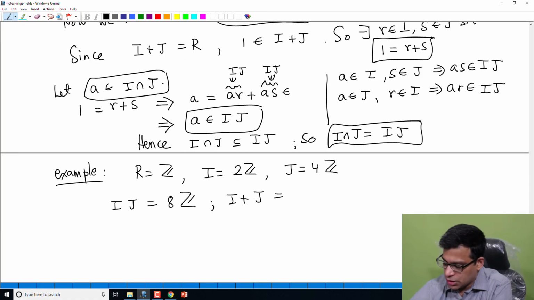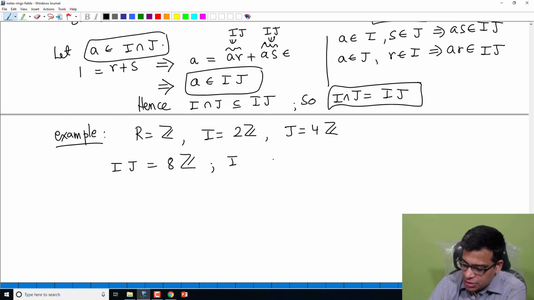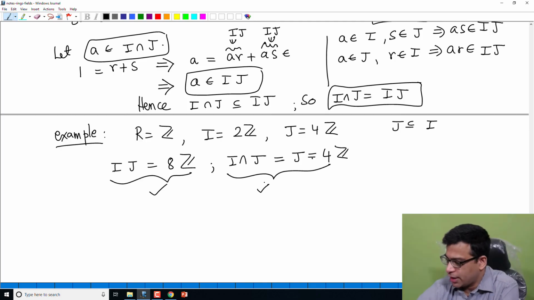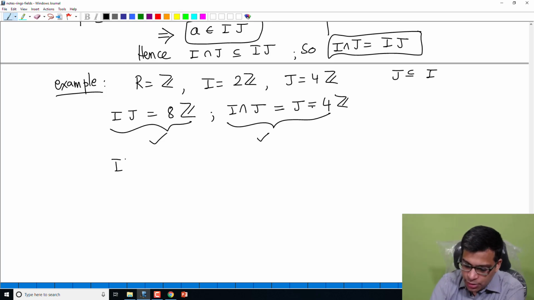And now this example shows that I intersection J is in general not equal to IJ. So in this example, when I is 2Z and J is 4Z, IJ is 8Z. This is easy to check. And what is I intersection J? Remember, in this case, J is actually contained in I because every multiple of 4 is definitely even. So if you take the intersection of I and J, you will get J, and of course J is 4Z. So the intersection of the two ideals is 4Z. The product of two ideals is 8Z. So IJ is not equal to I intersection J.